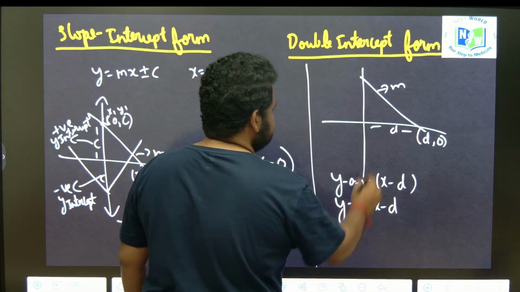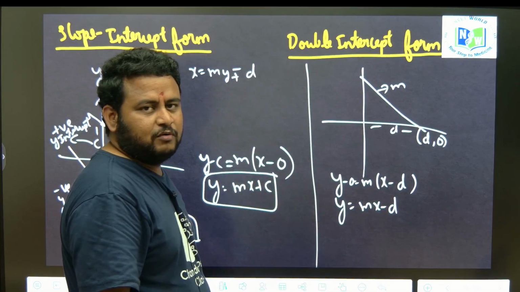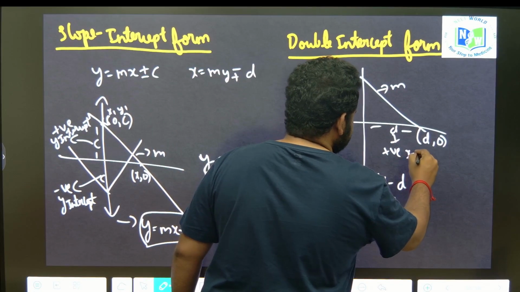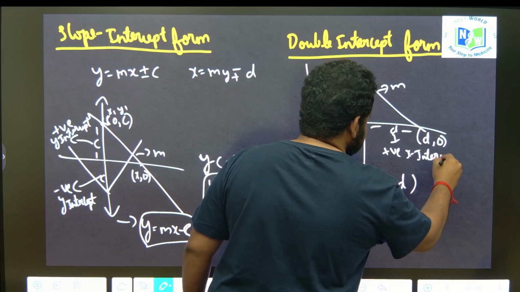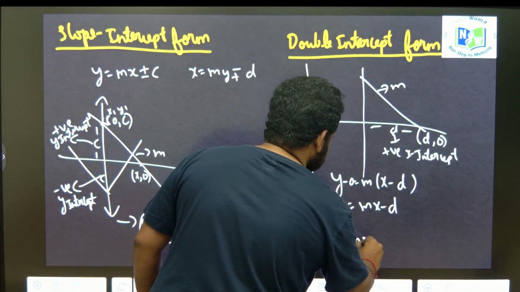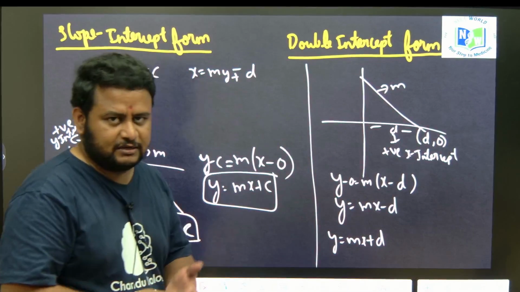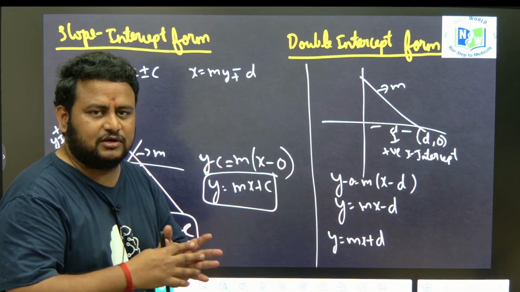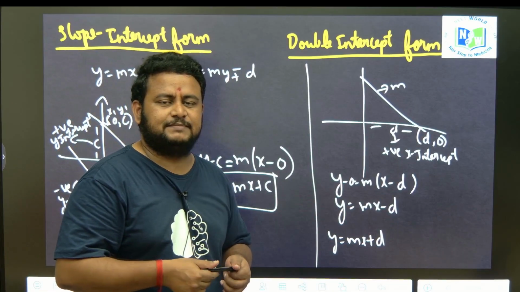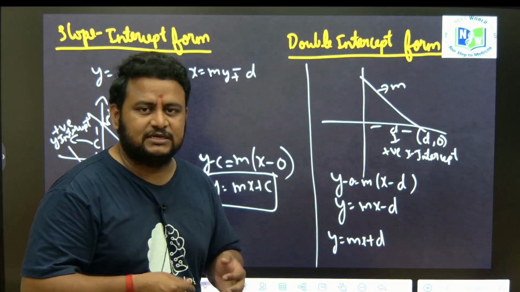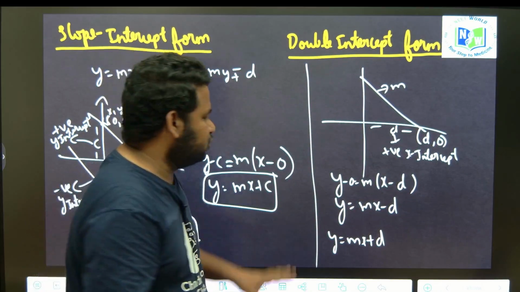Y is equal to m times x minus d when d is positive x-intercept. When d is negative x-intercept, you will get y is equal to m times x plus d. So you should be very careful. When y-intercept is positive, you get y is equal to mx plus c. Y-intercept negative, you get y is equal to mx minus c. But when it comes to x-intercept, it is reverse. If x-intercept is positive, you get y is equal to m times x minus d. If x-intercept is negative, you get y is equal to m times x plus d. Okay, got it? You should be very careful here.